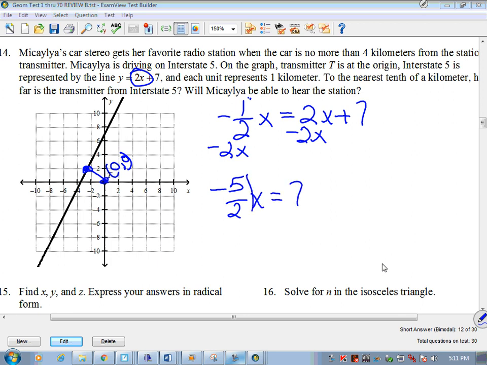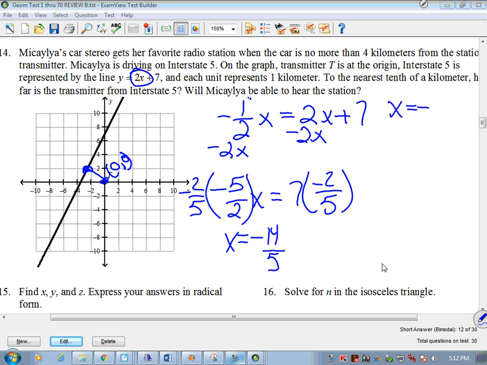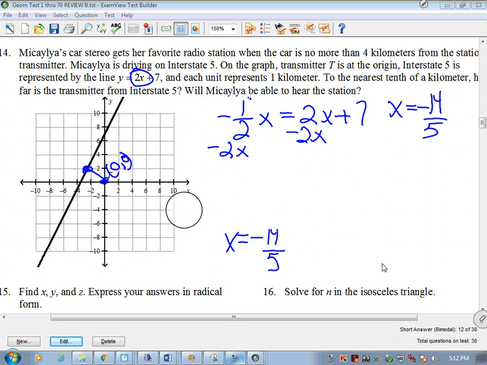And here I would multiply by the reciprocal to solve for x. Multiplied by negative 2/5. It's giving me an x value of x equals, I believe, negative 14/5. Which if you plug in your calculator, you find out what that is. Negative 14 divided by 5 is negative 2.8, which makes sense x-wise where we got that. So we have an x value of negative 14/5.